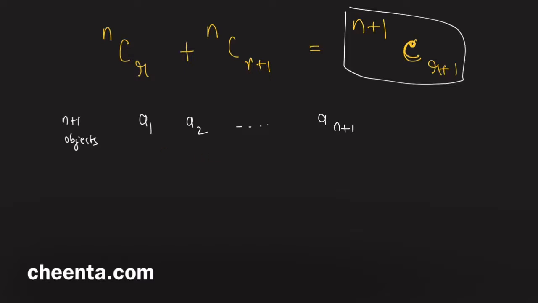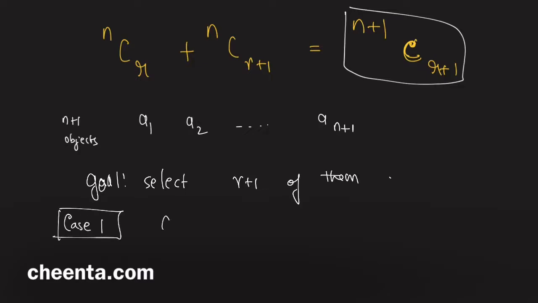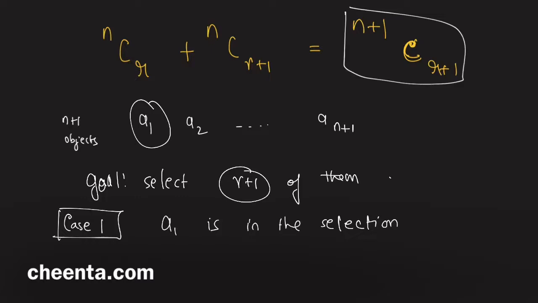Now I want to select r plus 1 of them. So the goal is to select r plus 1 of them. Now we have two cases. Case 1: if you look at A1, A1 is in the selection. So when you select r plus 1 objects, A1 might be in your selection.